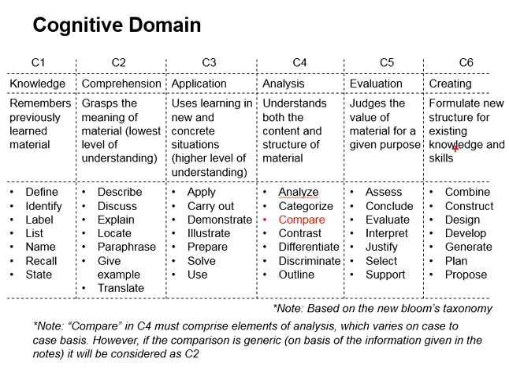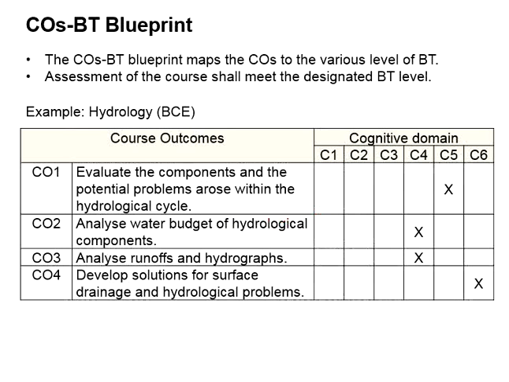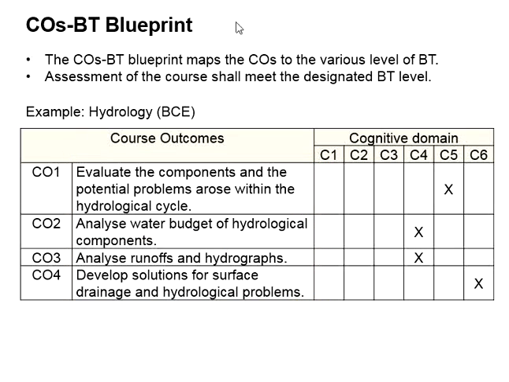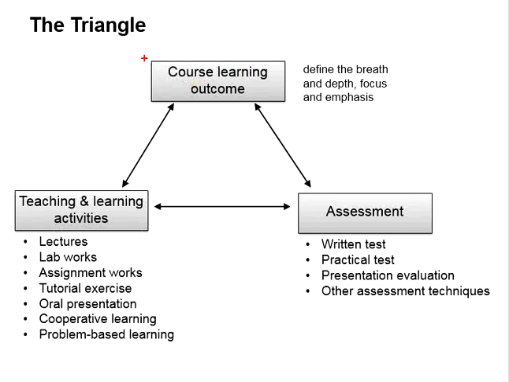That means the students are expected to formulate new solutions based on the existing knowledge and skills. Now, these solutions are meant to resolve the problem related to the surface drainage and also related to hydrology. By looking at the statements of the course learning outcome, you will know the levels of achievement that you would like to assess the student.